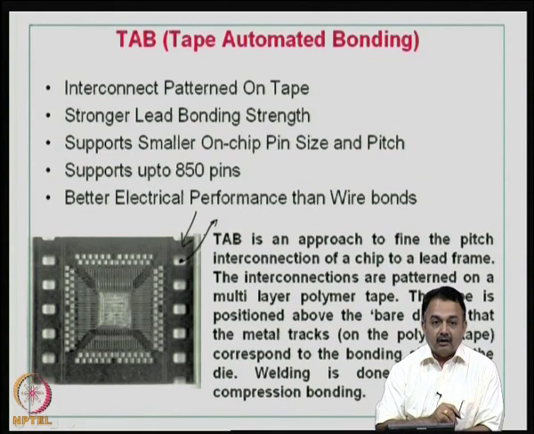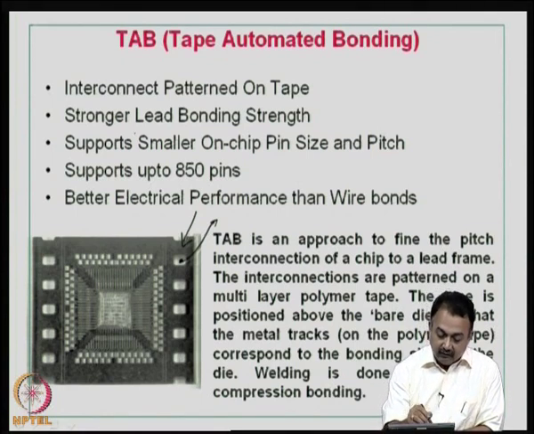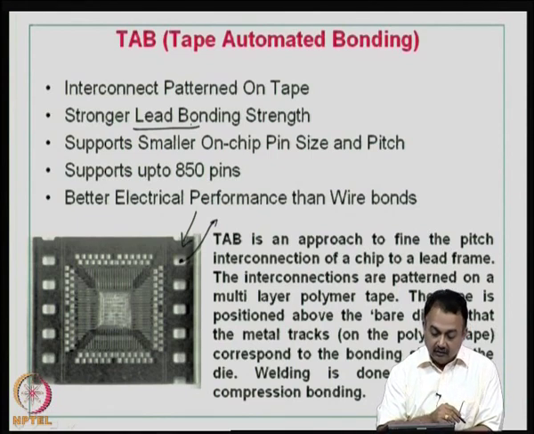It has got stronger lead bonding strength, because basically instead of a wire we are going to use thicker leads. The lead materials can be different. It can be made out of gold, it can be made out of other materials like covar, invar, or it can be simply tin lead plated materials. So, basically we are going to use leads, and it supports smaller on chip pin size and pitches. It supports up to 850 pins, and it has got better electrical performance than wire bonds.